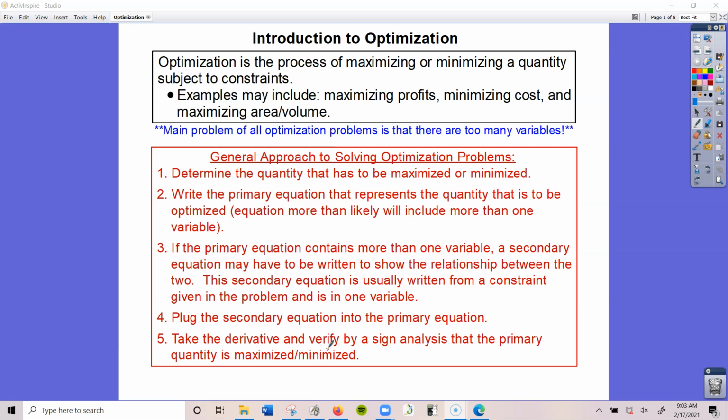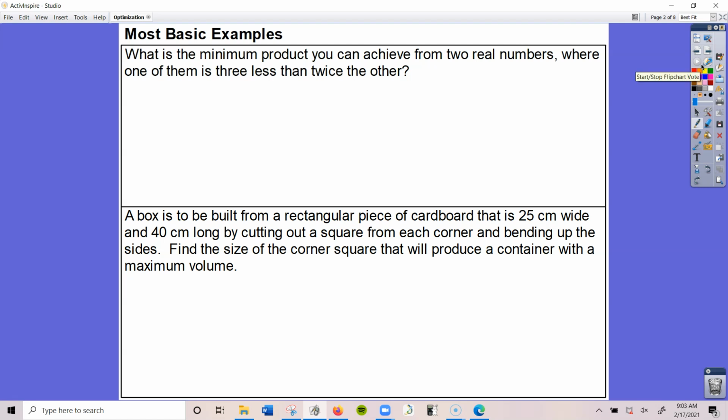If the primary equation has more than one variable, then a secondary equation has to be written. And this secondary equation is usually written from the constraint that is given in the problem. Once you have that, the constraint is usually in one variable that then you can plug in to the equation that you're trying to maximize or minimize, and then find the derivative and check that it is indeed a maximum or a minimum and answer the question. So let's see a couple of basic examples.